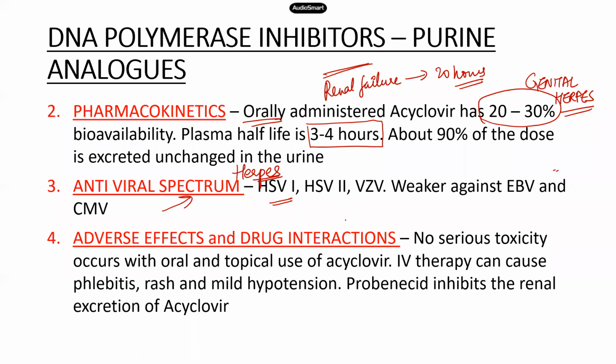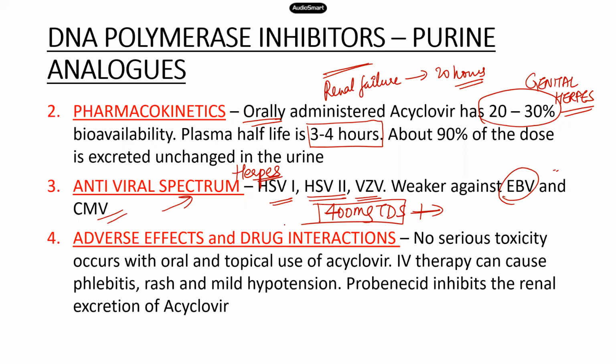Then you can also use this in infections of herpes simplex virus type 2, which causes genital herpes. And then, as you all know, varicella zoster virus, which produces chickenpox and shingles. It is comparatively weak against the Epstein-Barr virus and the cytomegalovirus. Now, if you want to remember, the oral dose of acyclovir is 400 milligrams TDS, so 400 milligrams 3 times a day is the usual dose.